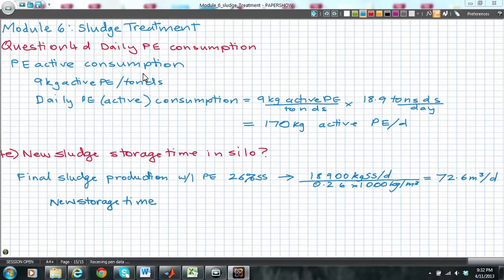So originally we had 4 days storage with our 90 cubic meters produced per day. Now that we've reduced the volume down to 72.6, we've got the volume of 360 cubic meters of the silo, and we're going to divide by 72.6 cubic meters produced per day, which then means that we've extended the storage time to 5 days. So that is the end of question 4.